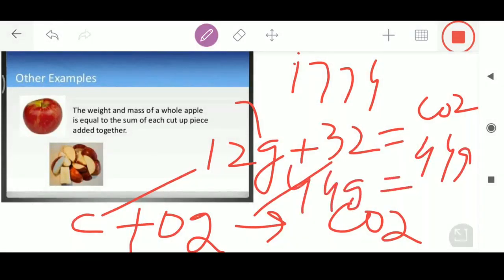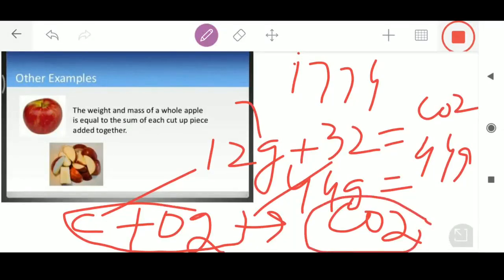That means these are the two reactants, and this is the product. The mass of the products is always equal to the mass of the reactants, and the mass of the reactants is always equal to the mass of the products. That means mass can neither be created nor destroyed, but can simply change from one form to another.